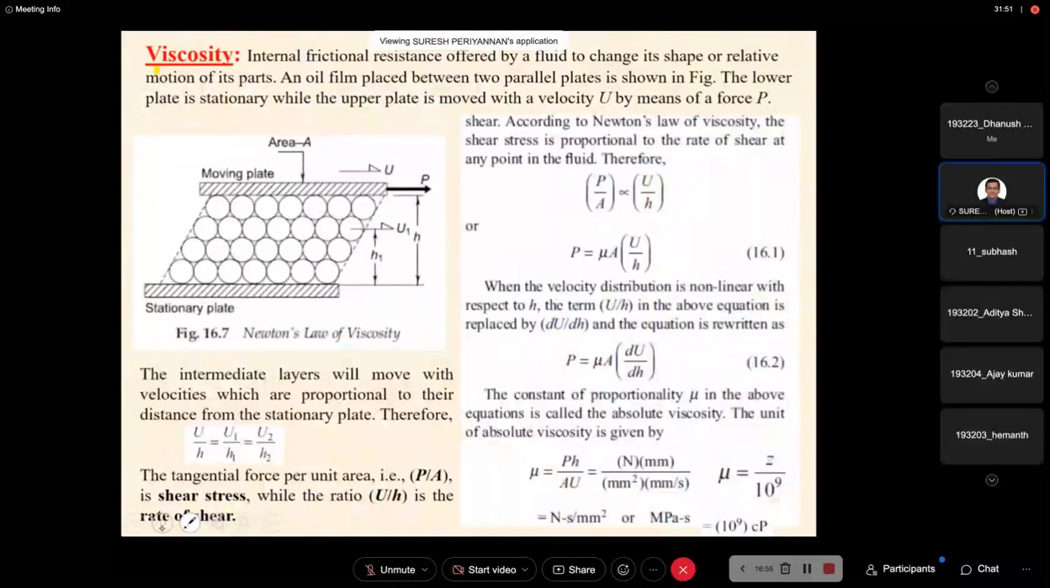Now I come to viscosity. We have understood that lubrication is an important part of our bearing, and for any lubricating fluid, the important primary properties are viscosity and density. You might have studied viscosity in fluid mechanics, so I am not going to cover it in much depth. Viscosity is the internal resistance of a fluid.